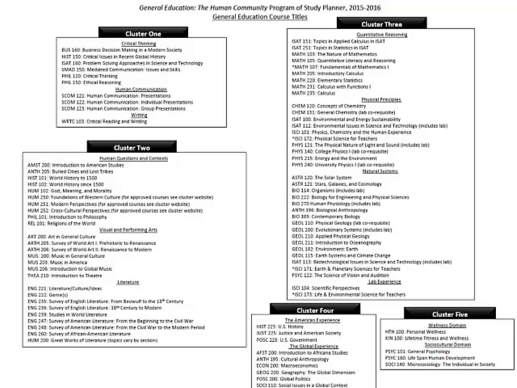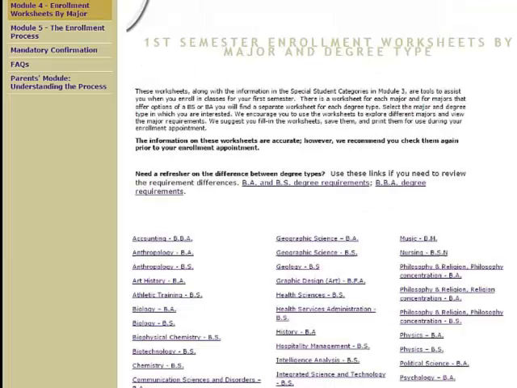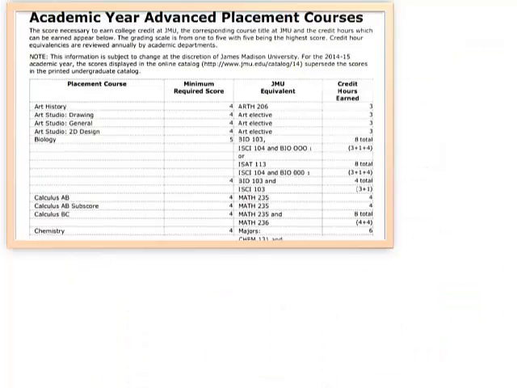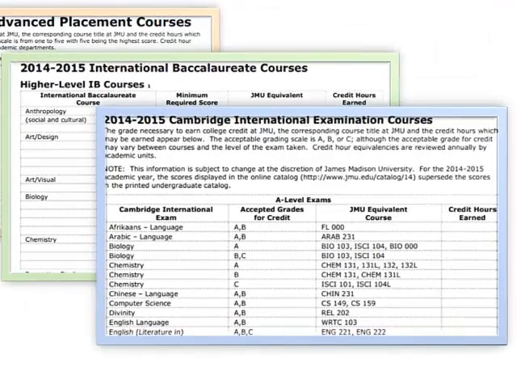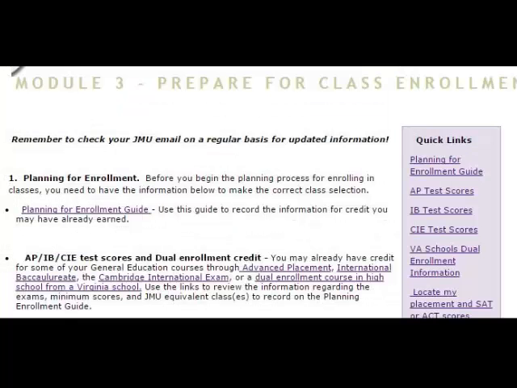The number of general education courses you take your first semester will depend on the major you select. The worksheet for your intended major in Module 4 indicates how many Gen Ed courses you will take your first semester. It is possible that you already have credit for Gen Ed courses through advanced placement exams, international baccalaureate exams, the Cambridge International Exam, or dual enrollment credit for taking college courses while still in high school. You will find information regarding passing scores and the JMU credit equivalent in Module 3.